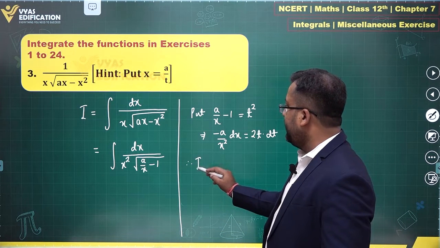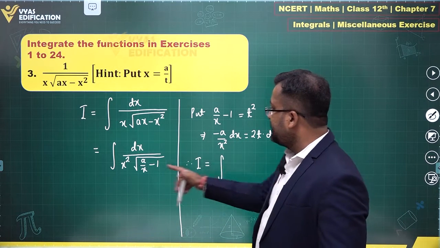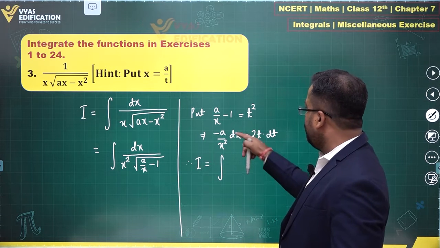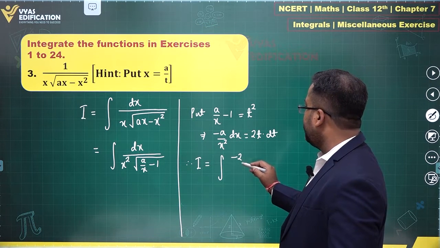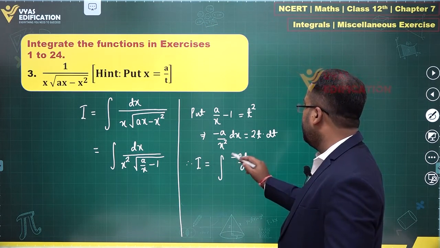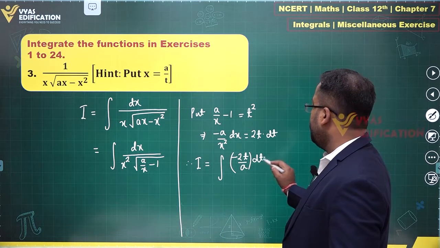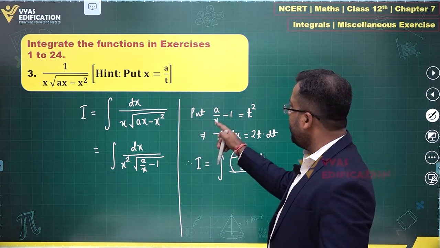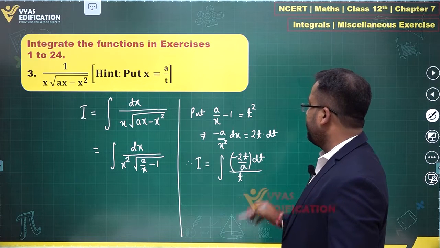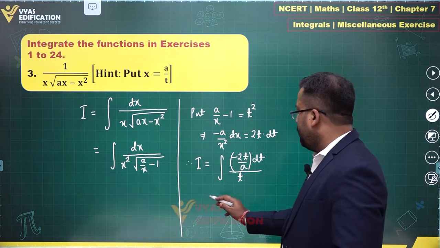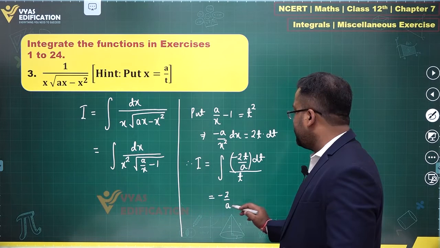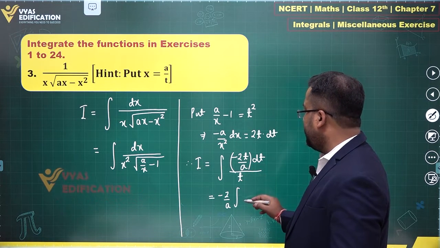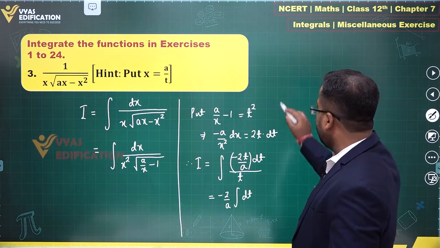Therefore, the integral will be equal to what? Dx upon x square is 2t upon minus a dt upon, what is this? Under root of a by x minus 1, which is t. This is what I get. So this overall is minus 2 by a comes outside. Integral of t upon t is 1. dt is what I get.